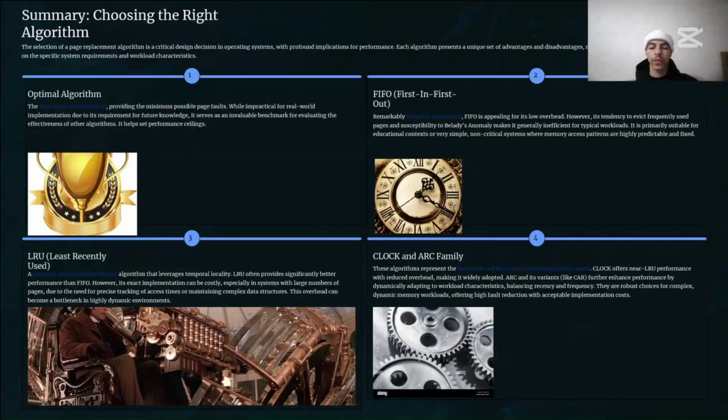Clock and ARC family. These algorithms represent the best trade-off for modern operating system needs. Clock offers near LRU performance with reduced overhead, making it widely adopted. ARC and its variants like CAR further enhance performance by dynamically adapting to workload characteristics, balancing recency and frequency. They are robust choices for complex, dynamic memory workloads, offering high fault reduction with acceptable implementation costs.